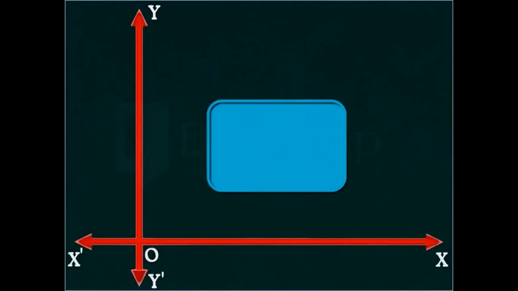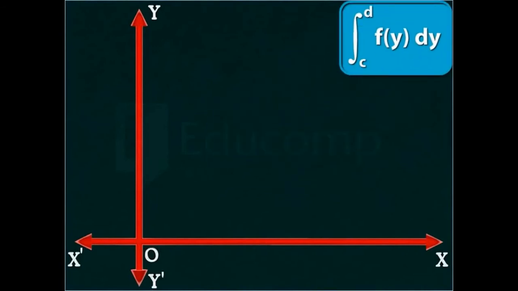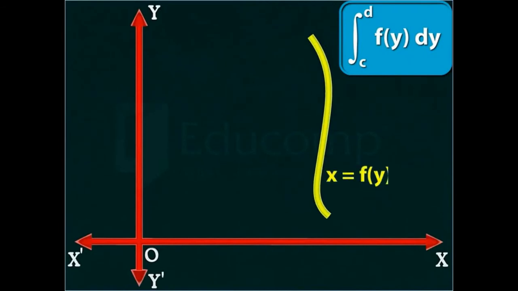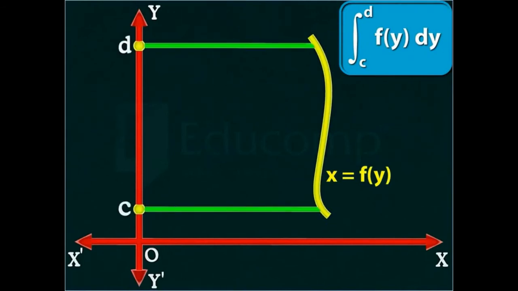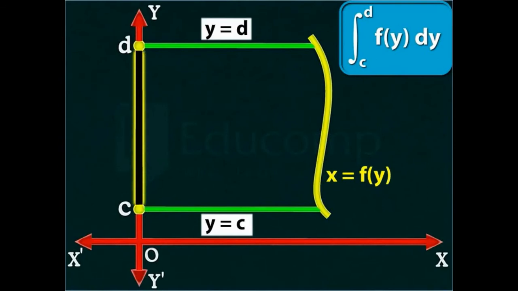Recall that a definite integral from c to d, f of y dy, is the area bounded by the curve of a continuous function x equal to f of y, the horizontal lines y equal to c and y equal to d, and the y-axis.